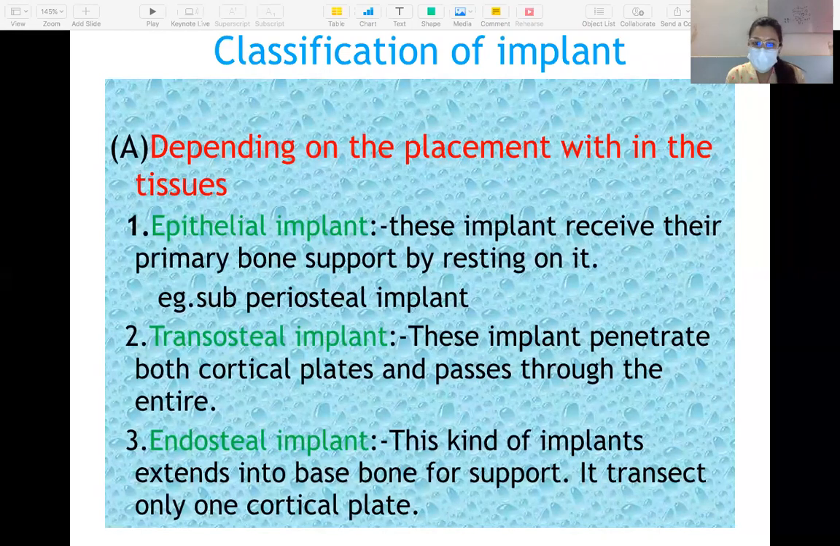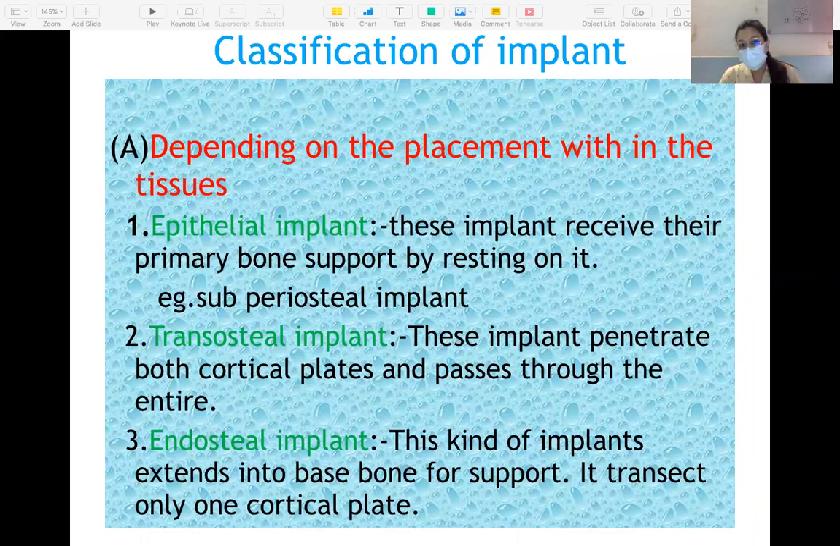Let's talk of the classification of implants. They can be epithelial, transosteal, and endosteal implants. Epithelial implants, earlier introduced, basically lie on the epithelial tissue. Okay, there is not much depth penetration of the bone in epithelial implants. These are also known as subperiosteal implants.